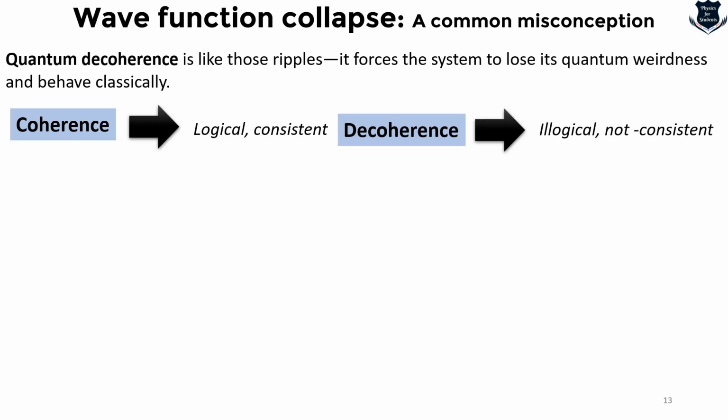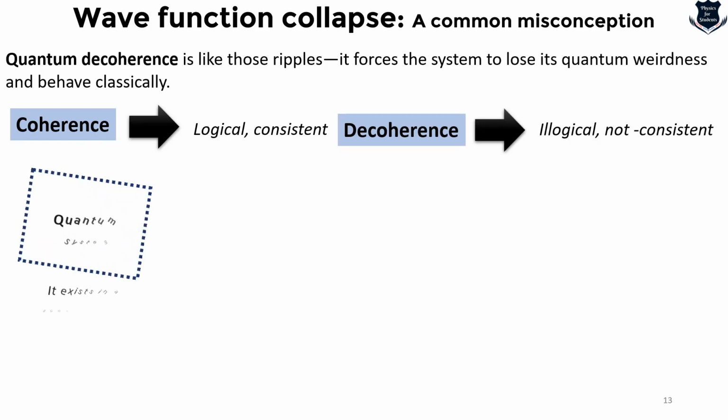Let us take a simple example. Say, for example, we say the team's initial coherence and shared vision were strong, but disagreements over strategy led to decoherence and a breakdown of communication. This is a simple understanding of what coherence and decoherence are. Here also, the quantum decoherence makes it illogical, and we measure something as behaving classically.